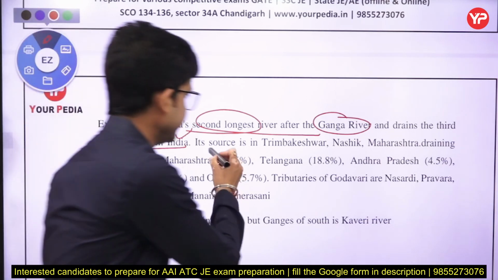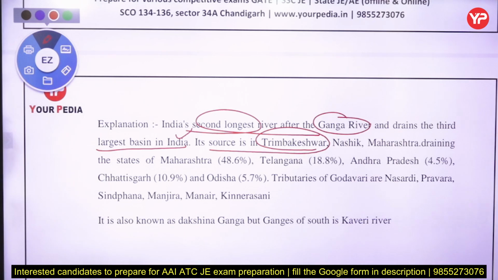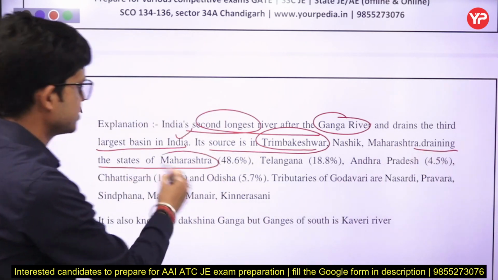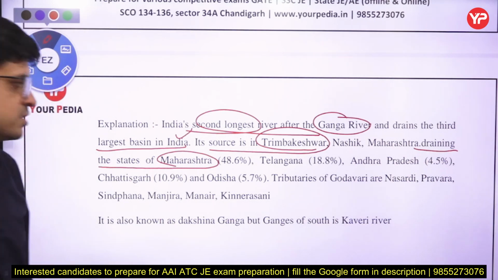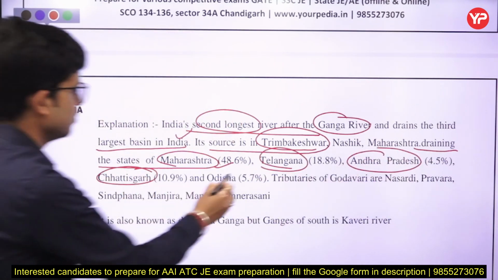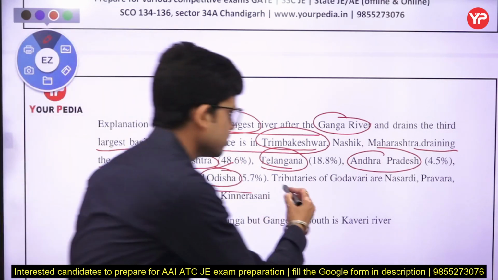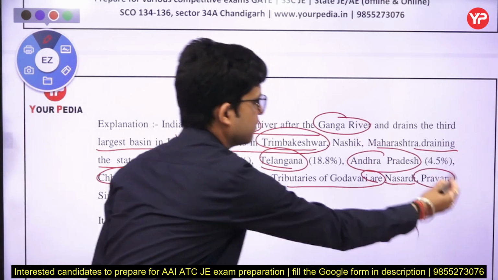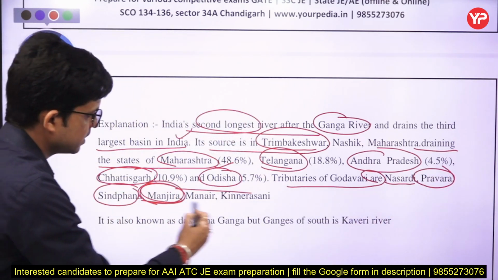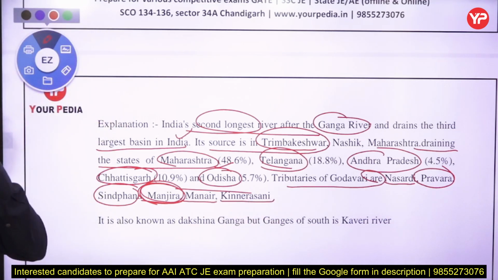और इसका जो सोर्स है, its source is Trimbakeshwar, Nashik, Maharashtra, from where it starts, draining the state of Maharashtra. कहाँ से जाती है? It travels through Maharashtra, Telangana, Andhra Pradesh, Chhattisgarh, Odisha. These are the 5 states from where it travels. Tributaries of Godavari are Nasardi, Parvara, Sindhpana, Manjira. That came in the question. Maneer and Kinnarsani.